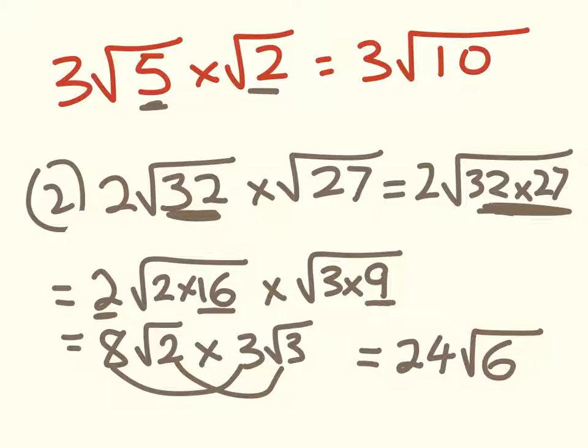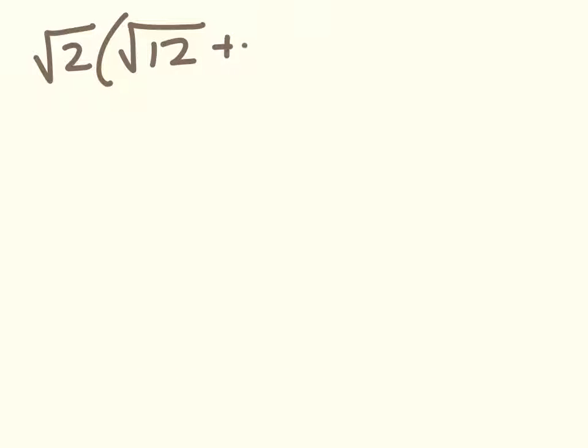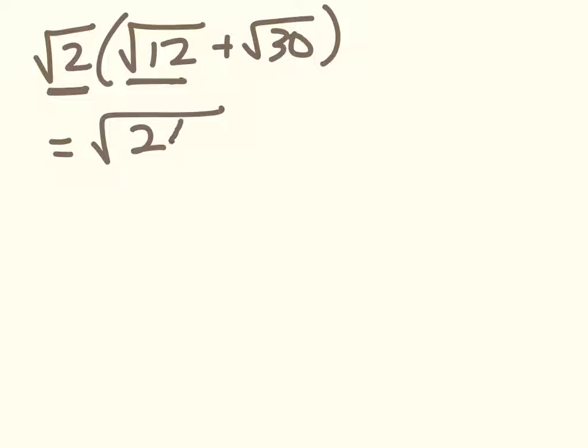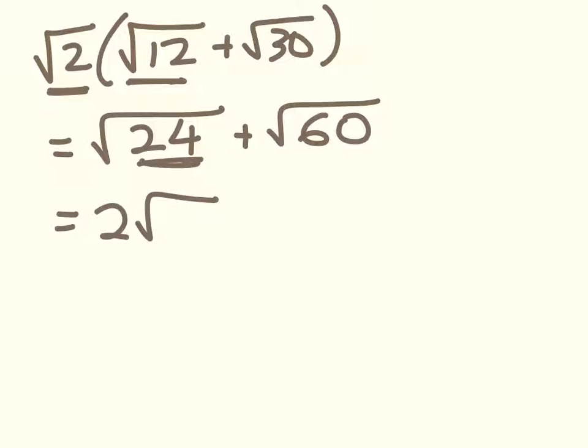Okay, so on to number 3. Right, we've got root 2 times root 12 plus root 30. So that equals this one times this one, square root of 24, plus the square root of 60. But that's not simplified, so that's not a decent final answer. So we're going to pull out the perfect squares. So in here, I've got 4 times 6, so that will be 2 root 6. Plus in here, I've got 4 times 15, which becomes 2 root 15.